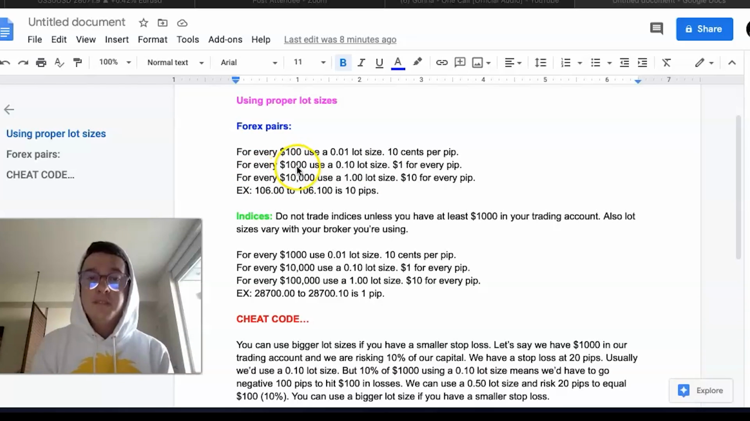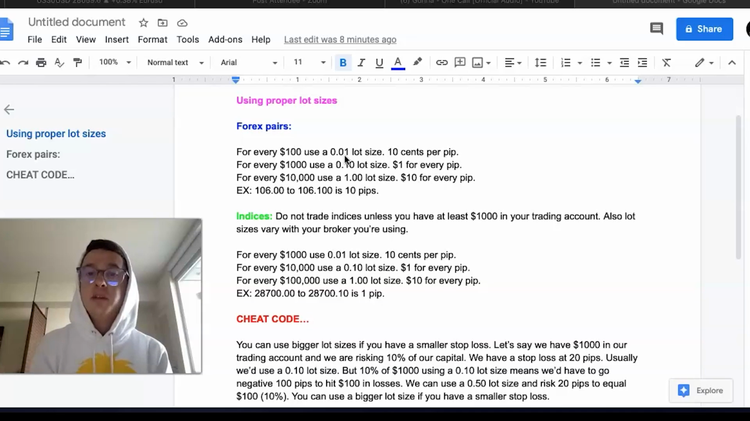So basically, like I said, for every $1,000 you have, you're going to be using a 10-cent lot. And then I also said a second ago, for every $100, you're going to be using a 0.01 lot, a 1-cent lot. So if you have $1,200 in your account, you could be using a 0.12 lot, a 12-cent lot.